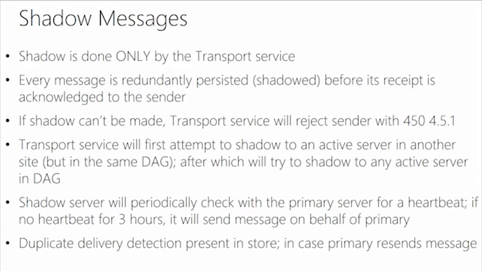So when I receive a message from another hop, I would only tell that other hop that, yes, I've received this message. You don't have to ever send it to me again. I will make sure that it gets to the final destination. I make a shadow copy of that message on another server before I tell the sender that I successfully received that message. If a shadow cannot be made, the transport service will reject the sender with a status code of 450, and it will tell that sending server that I couldn't accept that message, and then the burden lies with that sending server to retry later to send the message again.